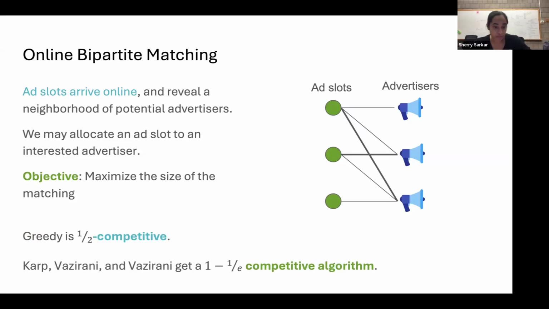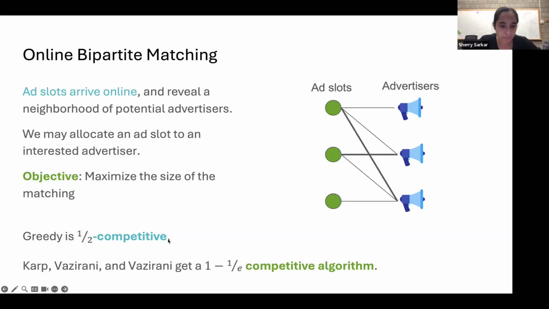In terms of some benchmarks, it turns out greedy, which is just matched to the first thing available, is always going to be half competitive. And this just follows from the fact that any maximal matching is of size at least half a maximum matching. And this problem was beautifully resolved in 1990 by Karp, Vazirani, and Vazirani. And there's a 1 - 1/e competitive algorithm.